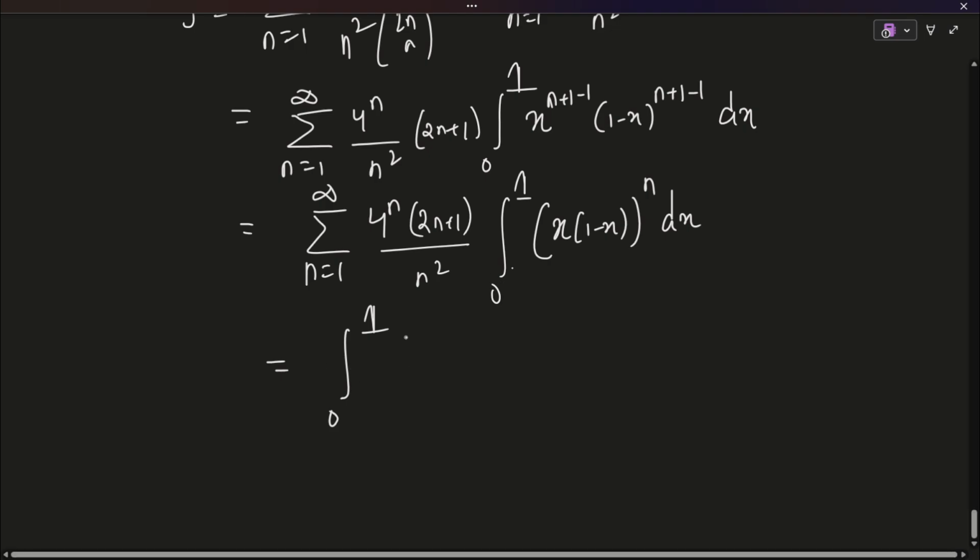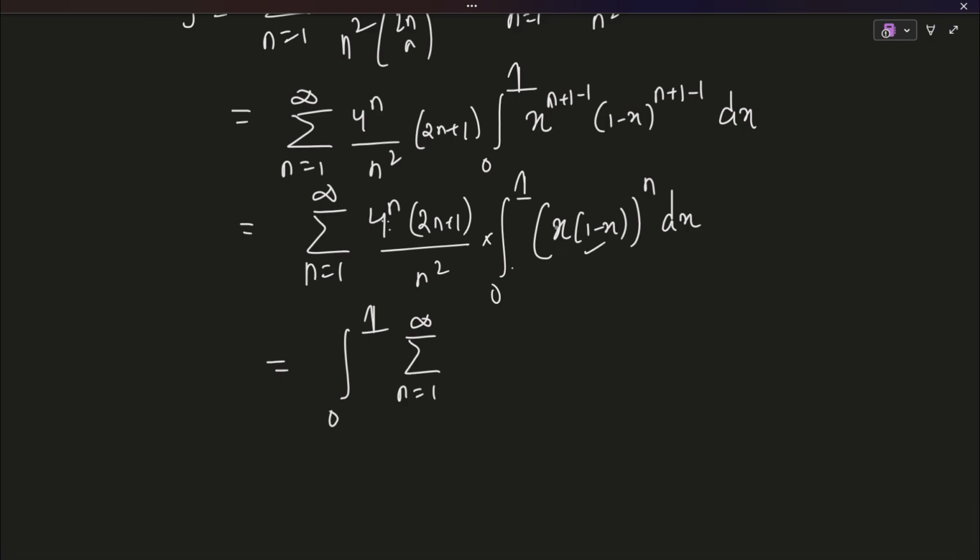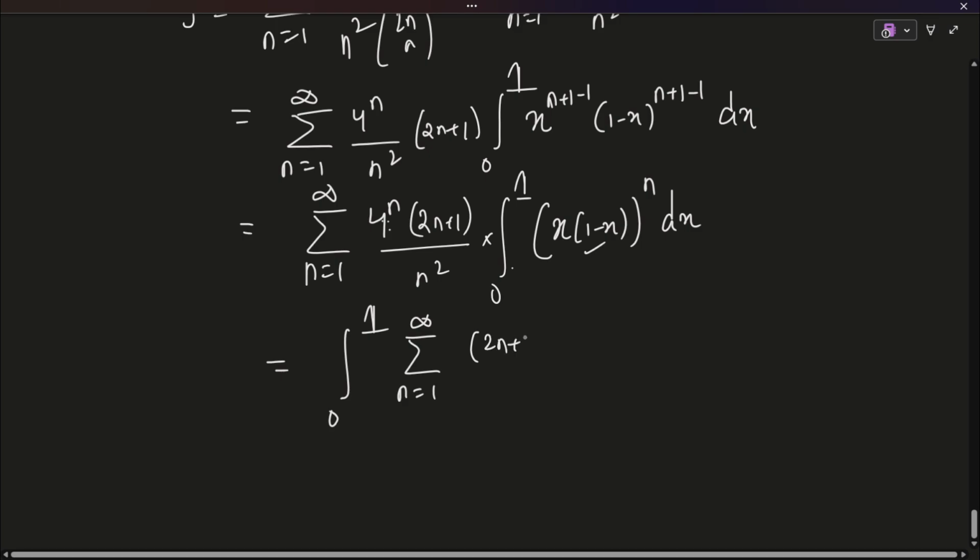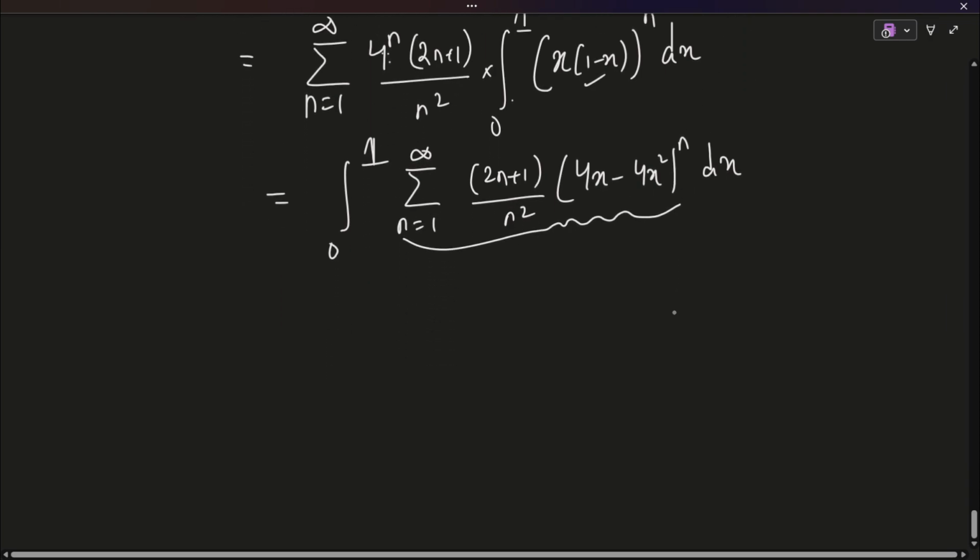Okay, so what we can do right now is the integral from 0 to 1 of the sum from n equals 1 to infinity. And notice, I'm going to introduce this 4 to the power n also inside this term, because all of these are multiplied, right? I'm simply going to introduce this inside, because this is a constant and constants can be introduced inside the integration, which would make it something like this: 2n plus 1 by n square. Inside, multiply 4 with everything, you get 4x minus 4x square whole to the power n dx. So this is the infinite sum you have inside. Okay. Now I'm going to define a new function g(y) for simplification.